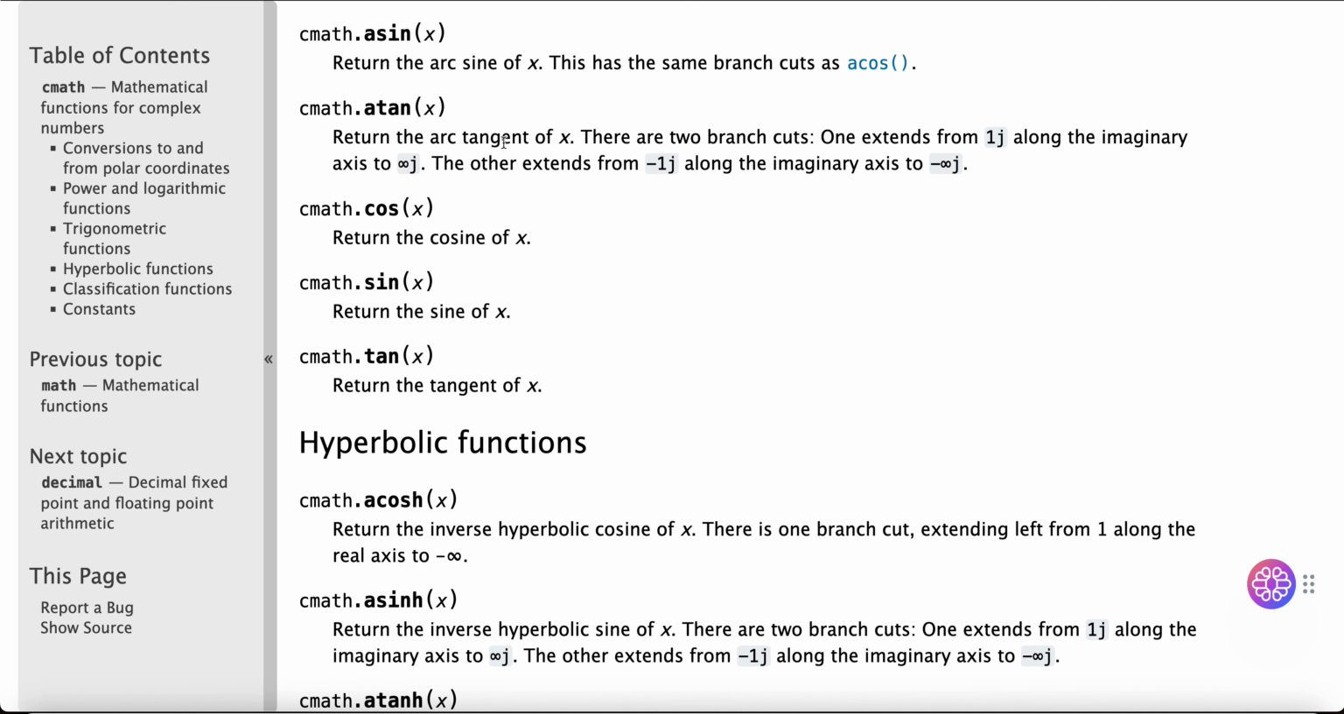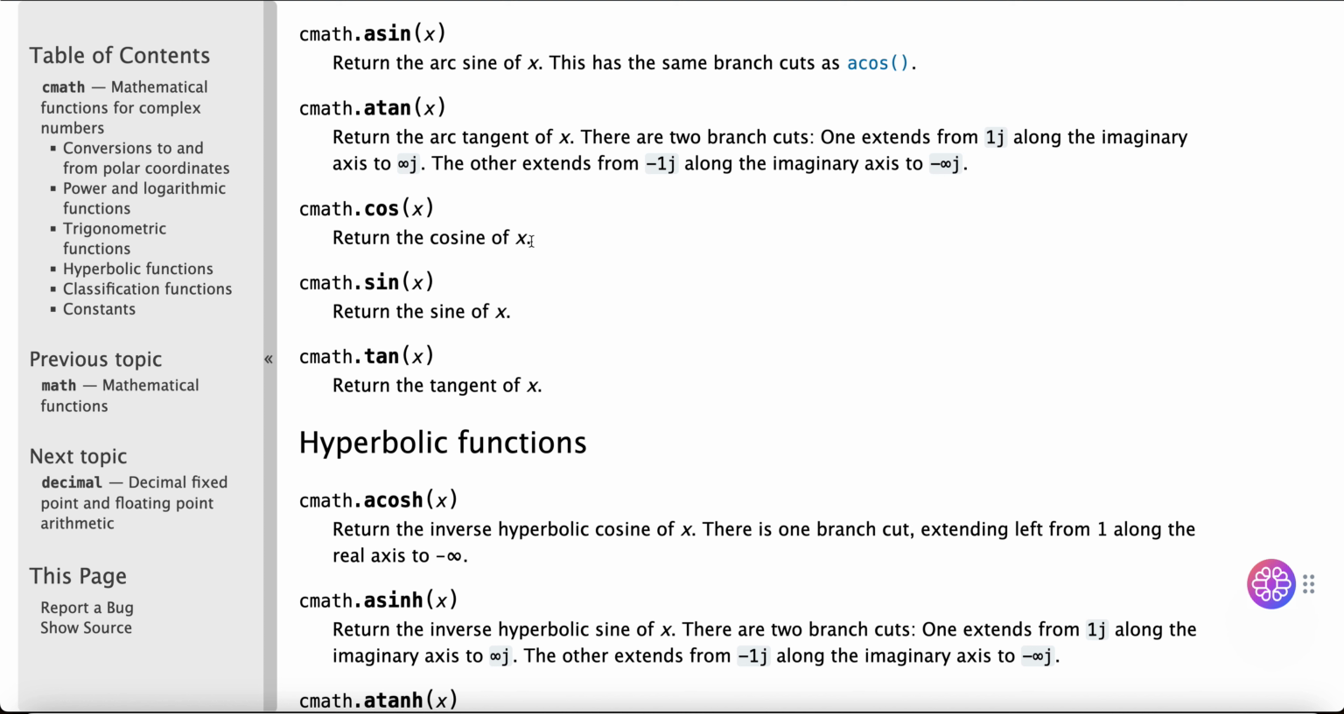cmath.atan(x) returns the arc tangent of x. There are two branch cuts. One extends from 1j along the imaginary axis to infinity j. The other extends from minus 1j along the imaginary axis to minus infinity j.